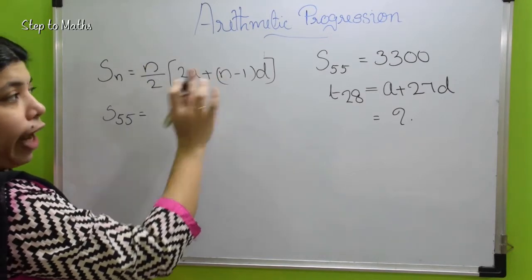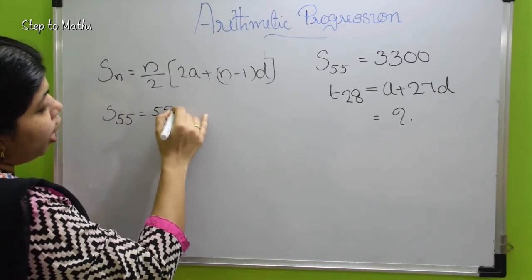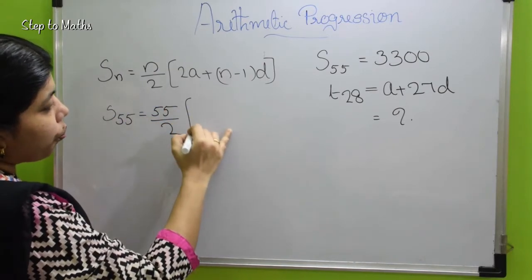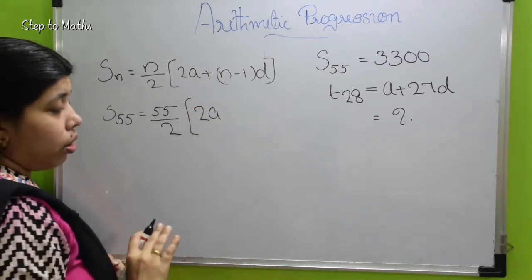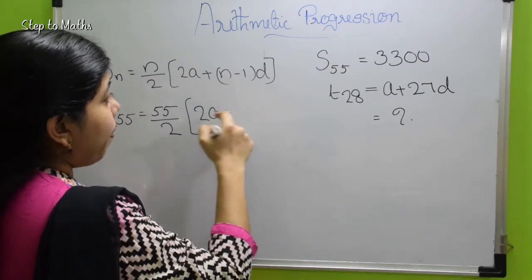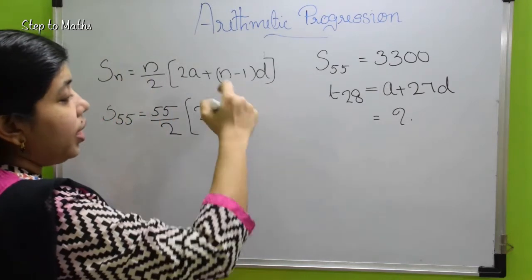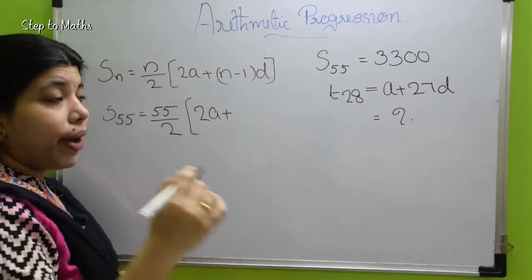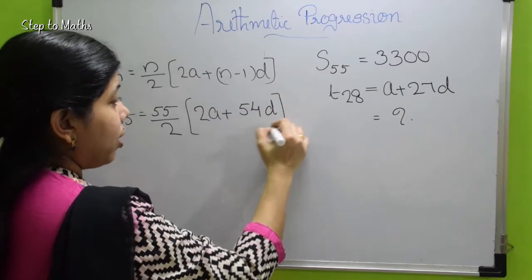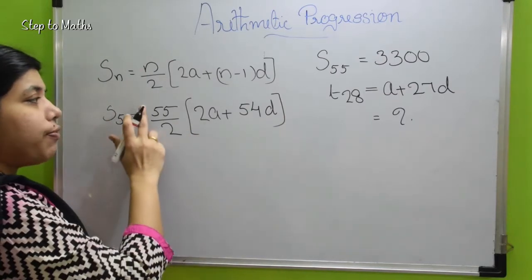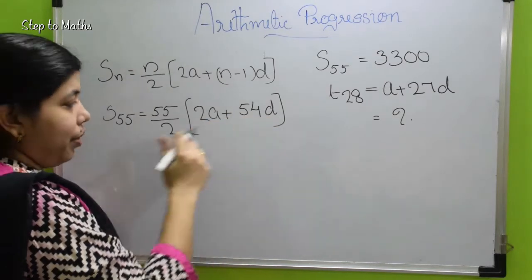here we know the value of n only. So S55 is 55 upon 2 into 2a. The value of a is not given. 2a plus n minus 1. N is 55. So 55 minus 1 is 54. D is also not given. So S55 is 55 upon 2 into 2a plus 54d.